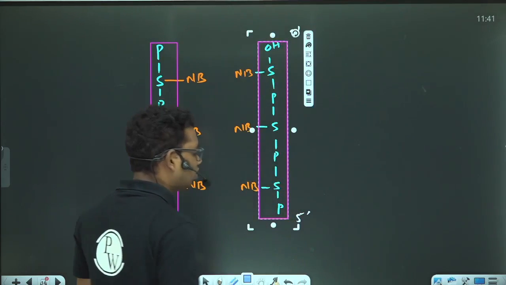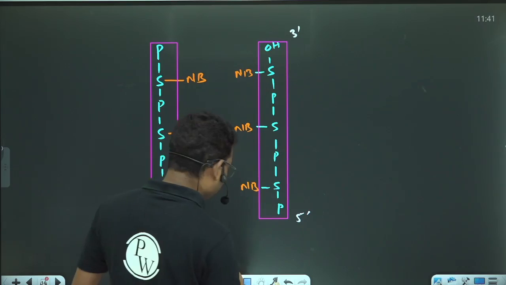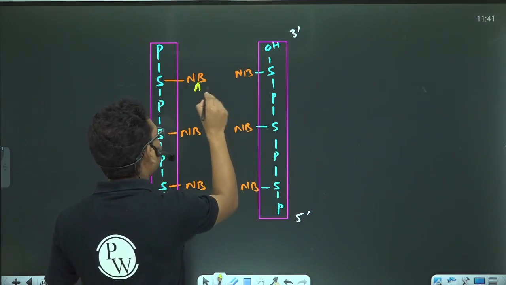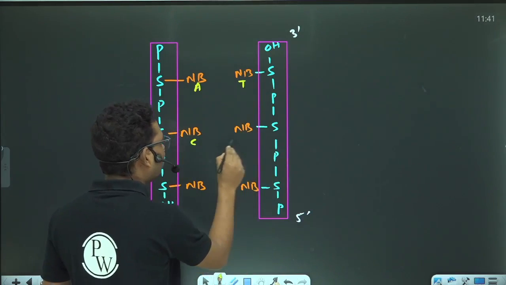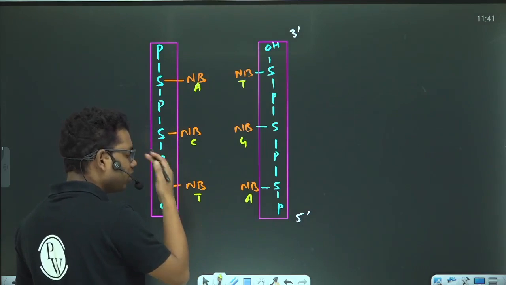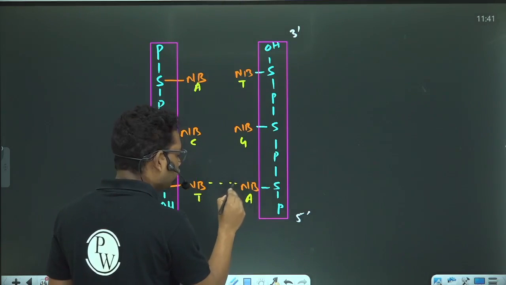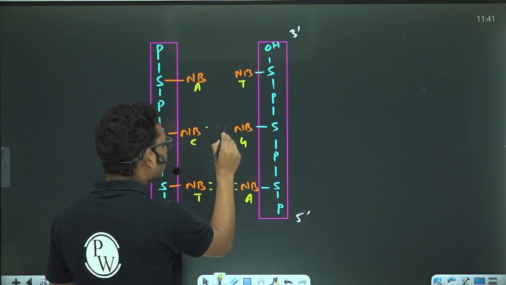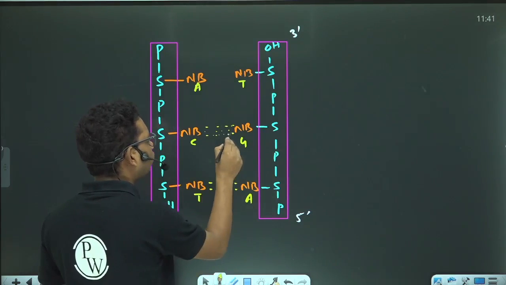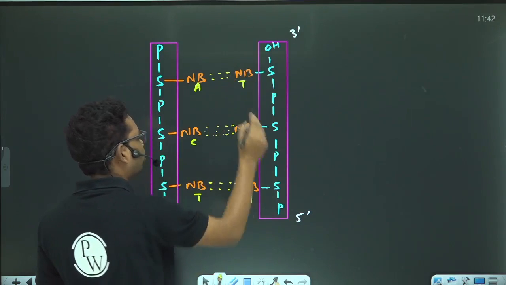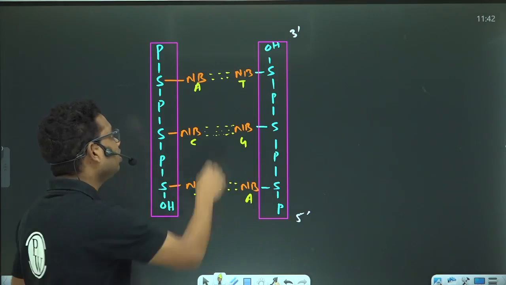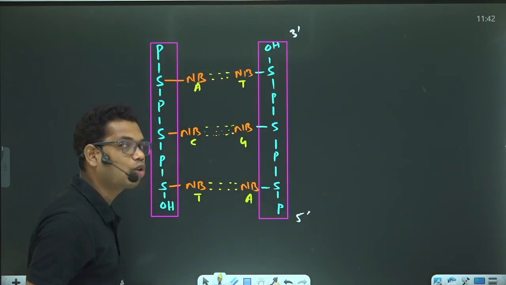And here this one is again the backbone of another nucleotide chain. Suppose this nitrogenous base is A, so here it will be T. If it is C, it will be G. If it is T, it will be A. If the nitrogenous base pair is TA, then the hydrogen bonds will be 2 in number. And if it is G and C, 3 hydrogen bonds will be there. So the 2 strands are held together by hydrogen bonds between the nitrogenous bases, and these nitrogenous bases are said to be complementary to each other.